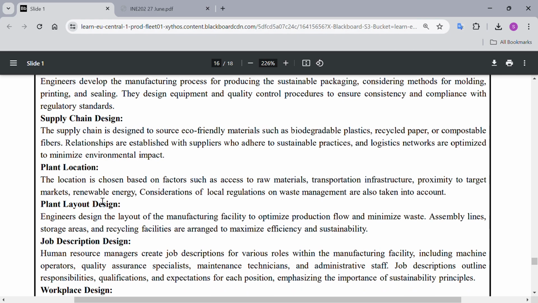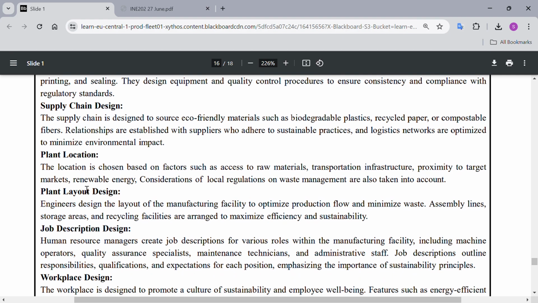and our process overall. And then there is the plant location. This is also part of the supply chain design. You can say they are closely related. The location is important to minimize costs and also minimize the impact. So the location is based on factors. Some factors include raw materials, transportation, infrastructure, labor, proximity to target markets, also renewable energy, access to renewable energy. So, and also we're gonna consider local regulations on waste management.